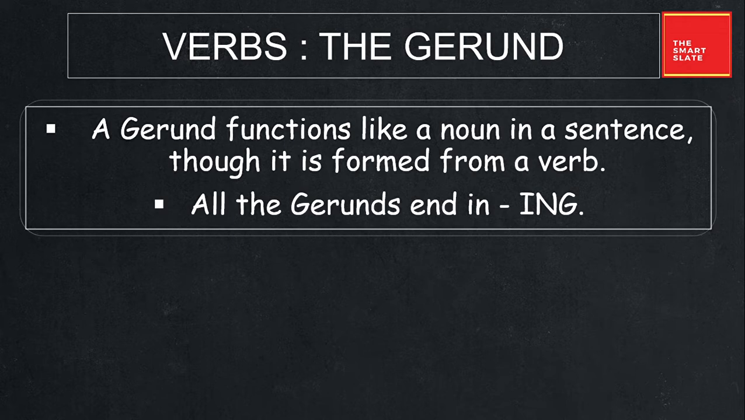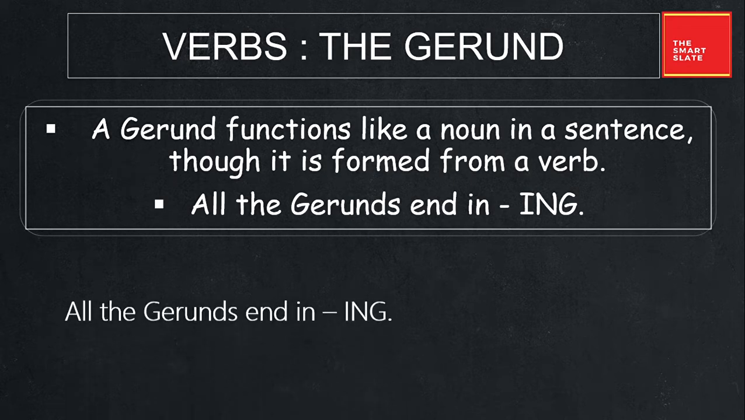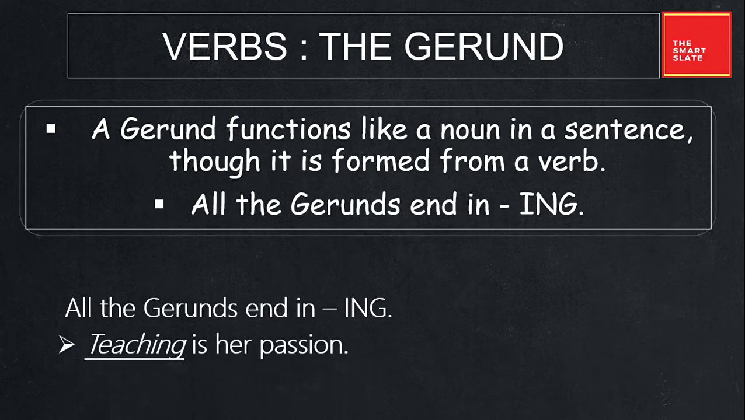If you make a sentence like, I love cooking, or cooking is my passion, or teaching is my passion, your teaching or cooking acts, or you can say functions, like a noun. So all the gerunds end in ing. So it is easier to understand: if you see a verb ending with ing, it is a gerund. Let us look at the examples.